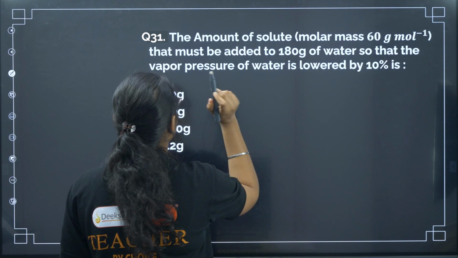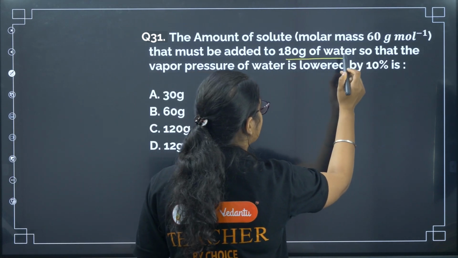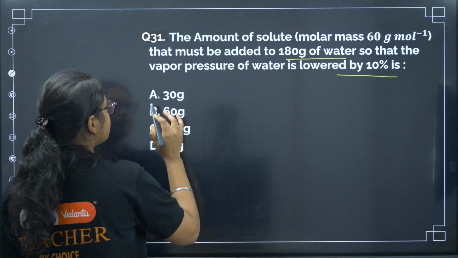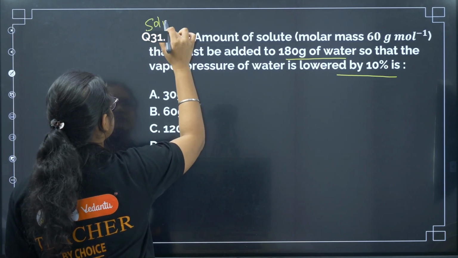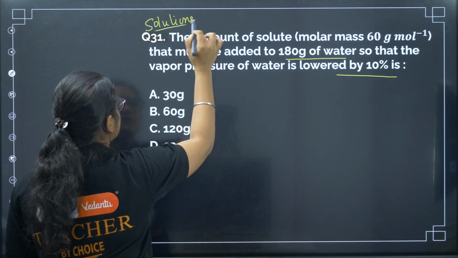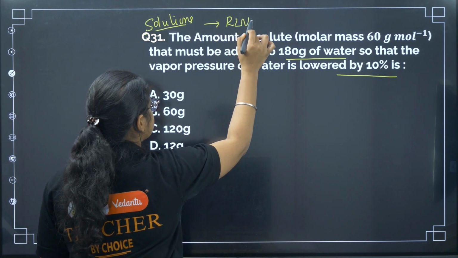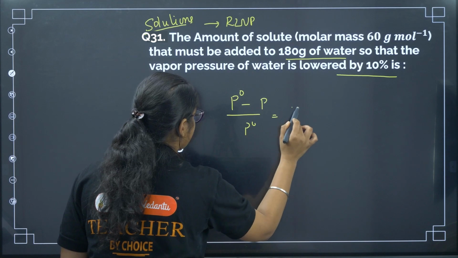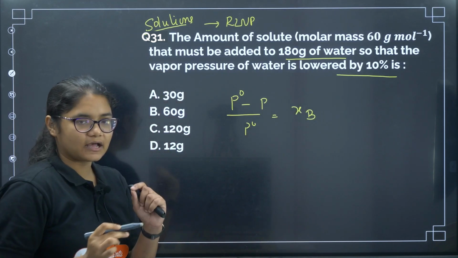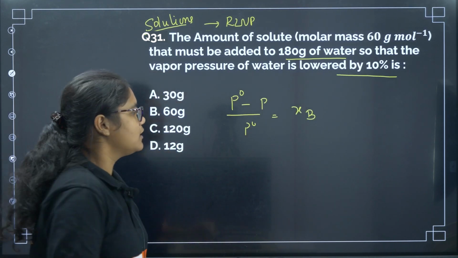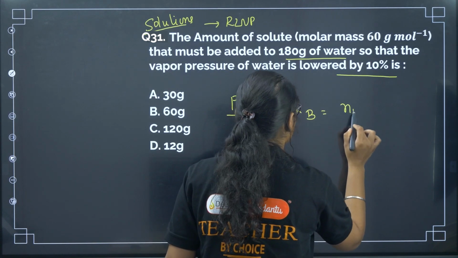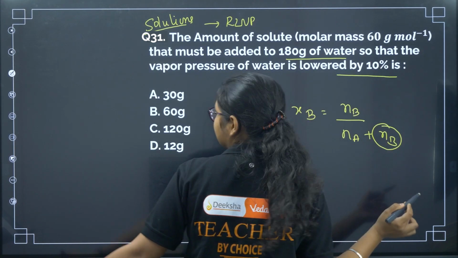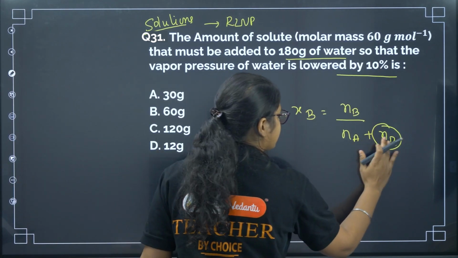The amount of solute that must be added to 180 gram of water so that the vapor pressure of the water is lowered by 10%. Now if you see, this question is from your solutions chapter, and the subtopic is relative lowering of vapor pressure. So what is the formula here? (P naught minus P) by P naught is equal to XB. Now, the question asks how much amount of the solute should be added. In this formula for XB, we use NB by (NA plus NB), and we neglect this NB value in the denominator for easy calculations.